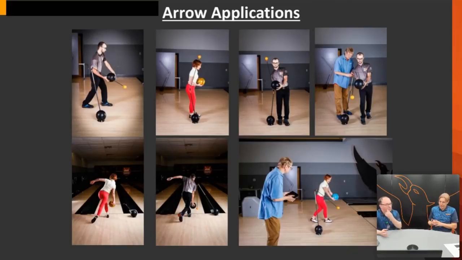But first, before we start using the arrow with a real bowling ball, you can do it without the bowling ball and ask the students to touch the stick. At the moment when students touch the swing and slide along the stick, they can feel this direction.